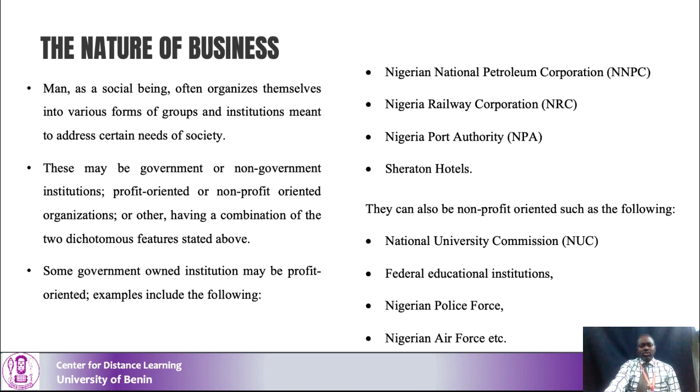Some government-owned institutions may be profit-oriented, while others may not be. Like the NNPC, which is the Nigerian National Petroleum Corporation, the Nigerian Railway Corporation, and the Nigerian Airports Authority. These are organizations owned by government, and they assist in adding value. Some others are non-profit, such as the Nigerian University Commission (NUC), various federal educational institutions, the Nigerian Police Force, and the Air Force. These are non-profit organizations set up by government.